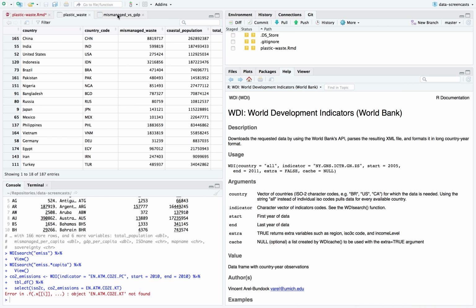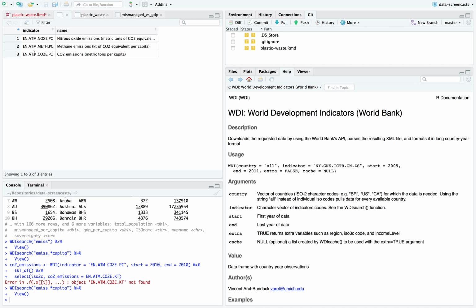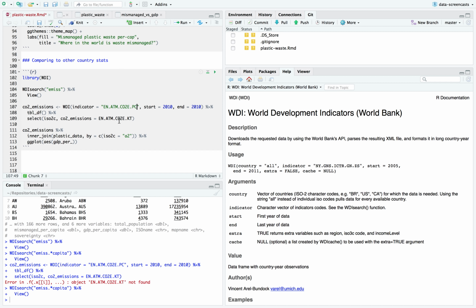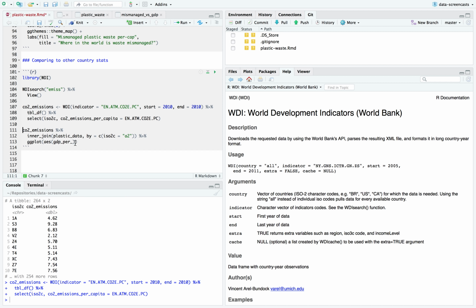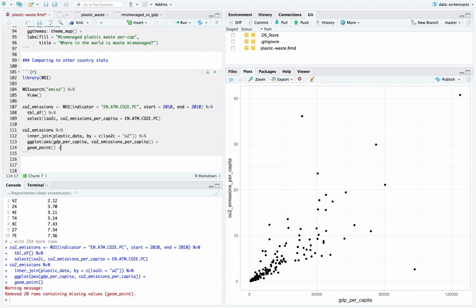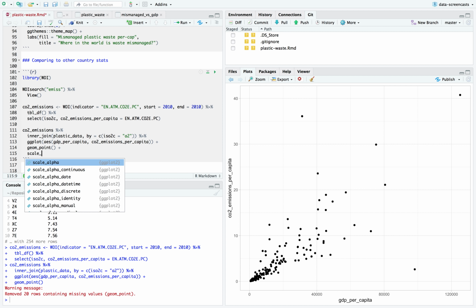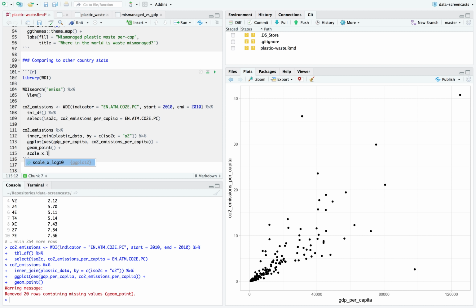Oops. I was trying to copy this. So then, take this, save it, create it, CO2 emissions per capita, and look at GDP per capita compared to CO2 emissions per capita. This is very interesting. Just look at already. Let's see.